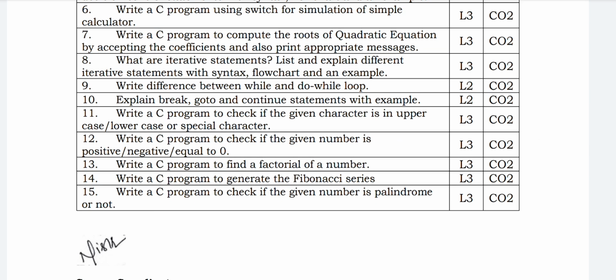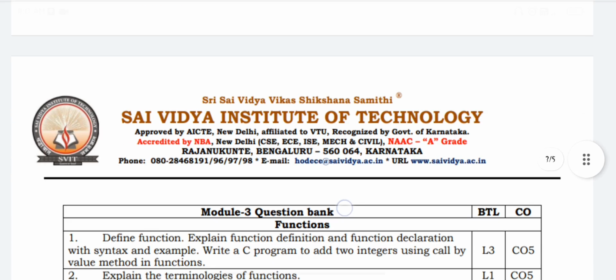11th question, write a C program to check if the given character is uppercase, lowercase or a special character. Write a C program to check if the given number is positive, negative or equal to 0. Write a C program to find the factorial of a number. 14th question, write a C program to generate a Fibonacci series. 15th question, write a C program to check if the given number is a palindrome or not.